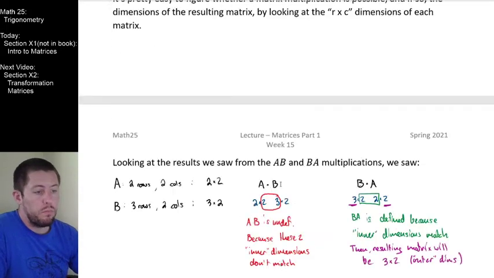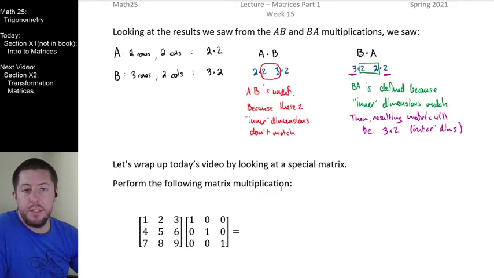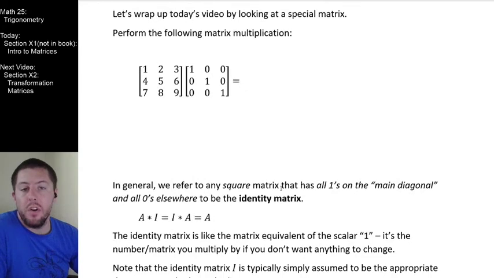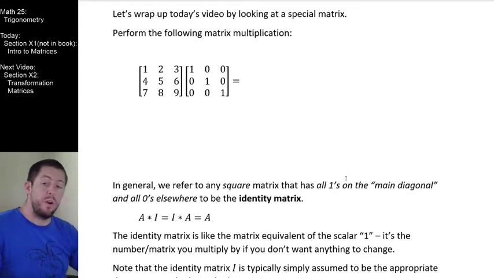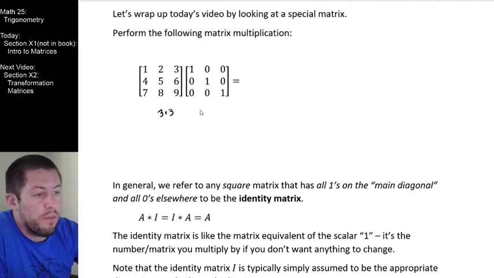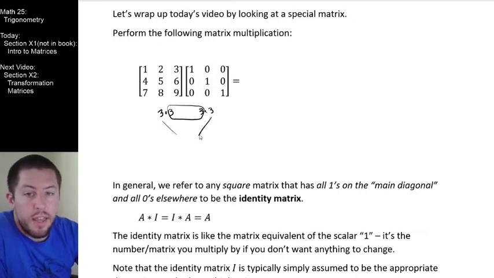All right, so as our last idea for today, this one will be really nice and easy. Let's wrap up today by looking at a very special matrix. And let's go ahead and perform the following matrix multiplication. This one is going to take us a while because these are 3 by 3 matrices. Now you should notice real quick that this is 3 by 3 times 3 by 3. So I'm noticing here that the inner two match, so it is legal. And this says to me the resulting matrix is also 3 by 3.